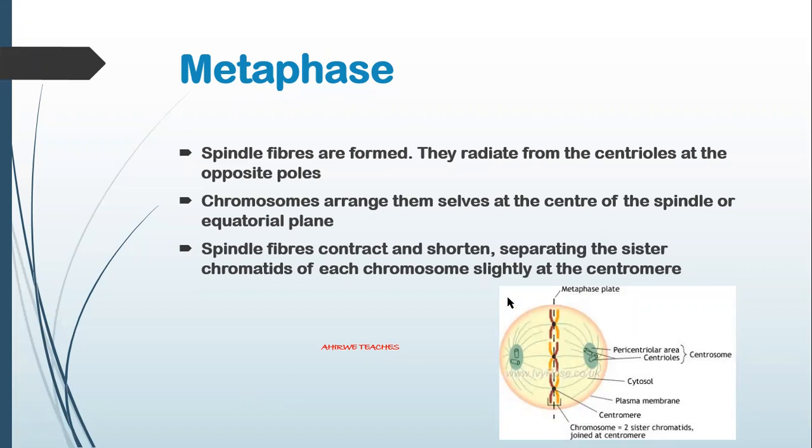Exactly. With this one, the chromosomes arrange on the metaphase plate in a way that when this spindle fiber pulls towards this side, and this one pulls towards this side, the chromosome is going to separate. The centromere is going to separate, and the two chromatids will move to opposite poles. And this is metaphase of mitosis.